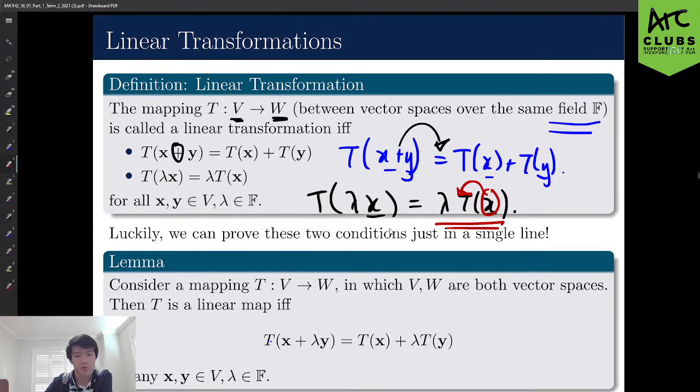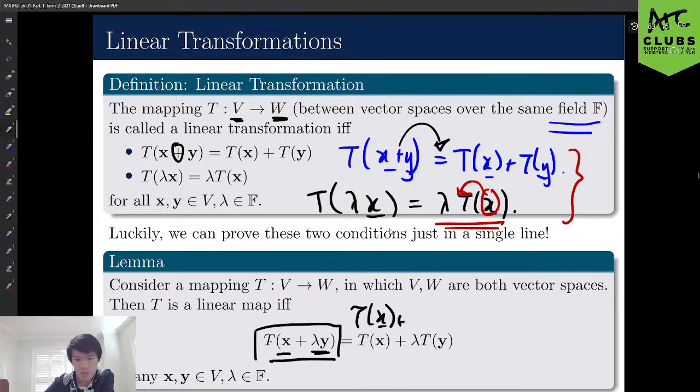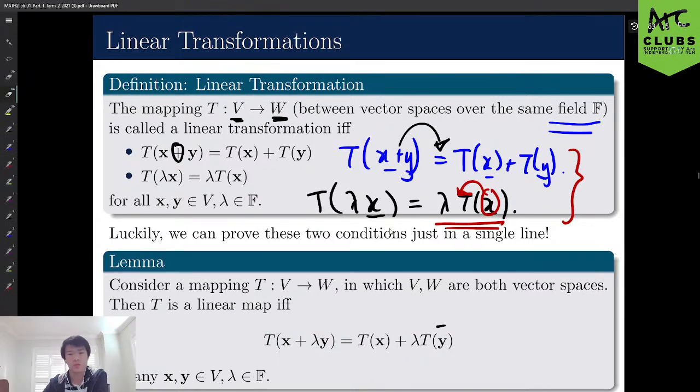The good thing is we don't have to prove both of these properties separately. We can combine them into a single statement. So if we have T of x plus lambda y, there's addition in there, and there's also scalar multiplication in there. So if we can prove that this expression is equal to just taking everything out of the T, so this thing over here, we've taken the lambda out, we've taken the plus sign out, then we can prove that it's linear as well. And that's what we're going to do over here.